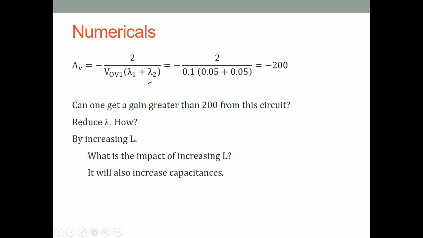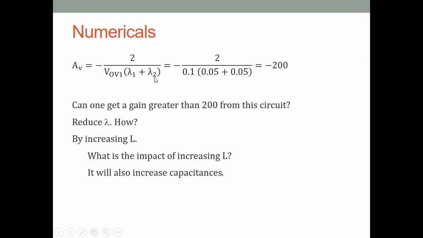And channel length modulation is one of the fundamental reasons why shrinking has not been good for analog circuits, because for analog circuits, or specifically amplifiers, the one thing we want is a large gain. But as channel length becomes smaller, this lambda becomes larger, and because it becomes larger, the gain becomes smaller. Therefore, analog circuit designers do not use 20 nanometer channel lengths while designing amplifiers.